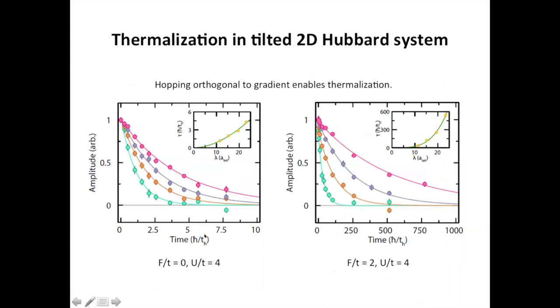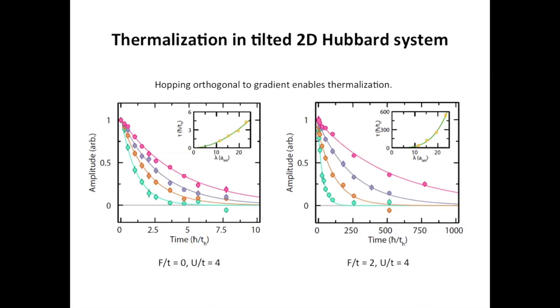First, let me show you some data taken in the absence of a gradient. This is the same sort of system as before, just going to more moderate interactions, U over T equals 4. We're looking at long wavelengths of the charge density wave, anywhere between 10 sites and 25 sites. We do observe the exponential decays, the diffusive behavior for long wavelengths that we observed before. If you fit a relaxation time for this exponential, it grows quadratically with the wavelength. That's what we expect from diffusion.